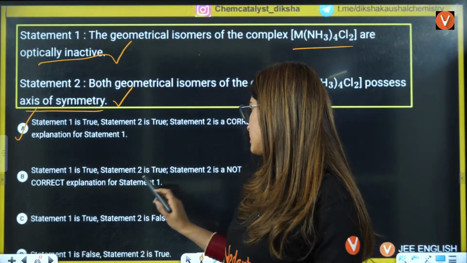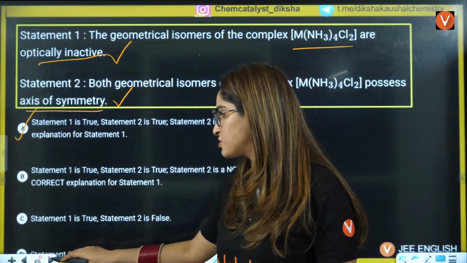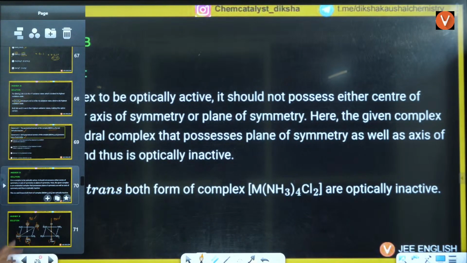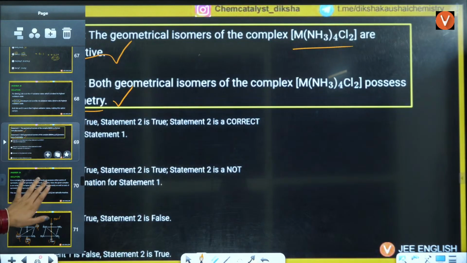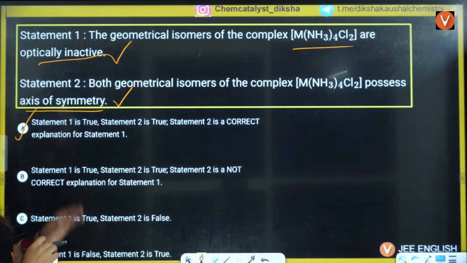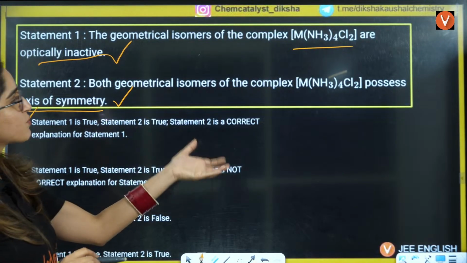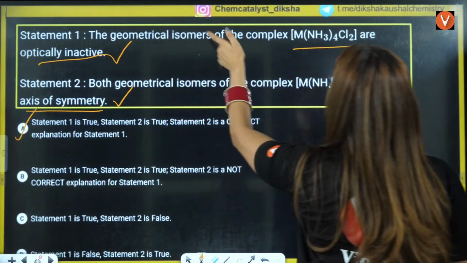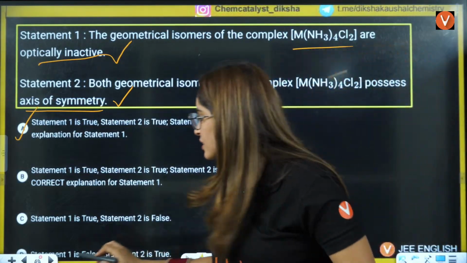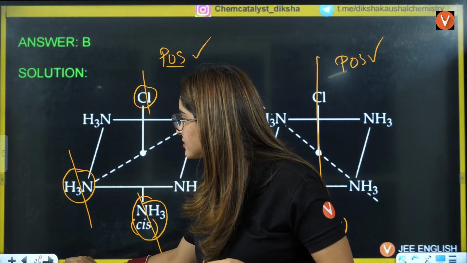Wait a minute. A true statement is not necessarily the correct explanation. That will not be true, right? Okay. So the answer will be A only, right? Because it is the correct explanation. Okay. So we are explaining that both geometrical isomers possess an axis of symmetry. That is why they are optically inactive. That is the correct explanation. So the answer will be E is the correct answer.